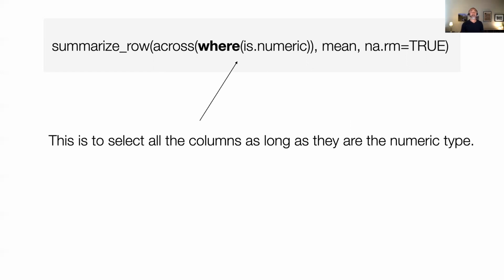Inside, you can use is.numeric to select all the numerical columns, or is.character to select all the character data type columns, and so on. So this where function lets you decide what type of data you want to bring in inside this column selection.